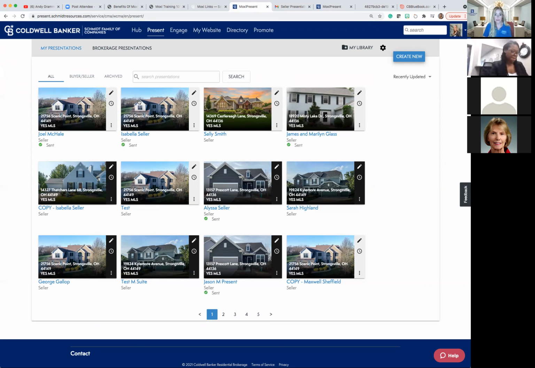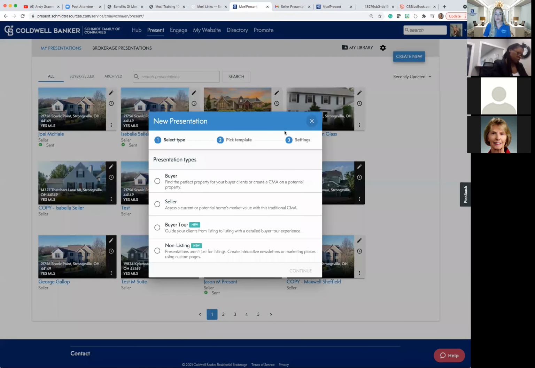To create a new presentation, in the top right-hand corner, there is a button that says Create New. So first step is you're going to click a button that says Create New. Now you're just going to select the type of presentation. You can choose one that helps your buyer create a CMA on potential properties, to find properties they're looking for. Today, we're going to do a seller presentation. So we're going to assess the home market value to see if we're pricing it correctly.